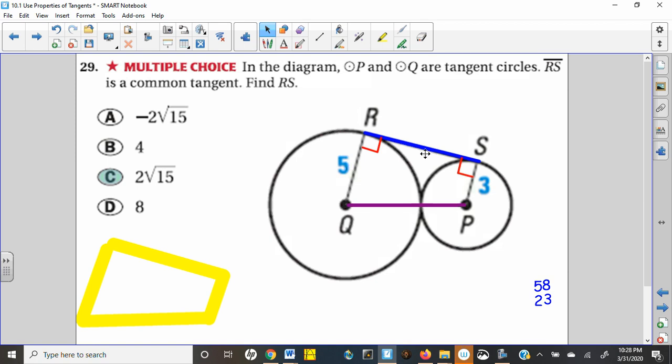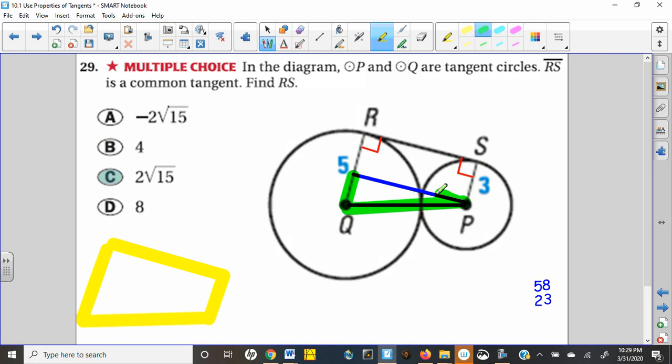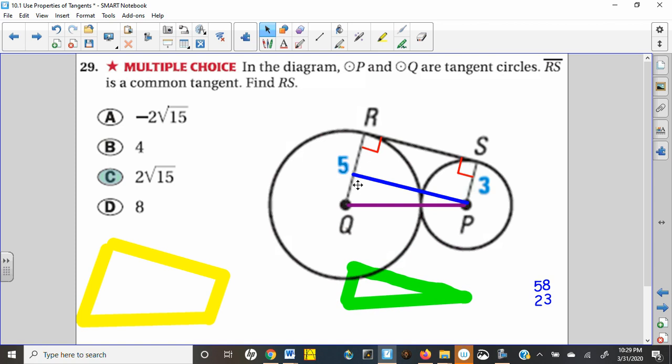Now, we don't actually use the trapezoid to solve this, but once I have the fact that I do have 2 parallel sides, that means I could take this distance between them, RS, and I can slide it. It's not going to change distance because of the parallel lines, and I can slide it all the way up here until I get not a trapezoid, but a cute little triangle. Right? And it's not just any triangle. It's actually a right triangle, right? Because we still have the right angle right here.